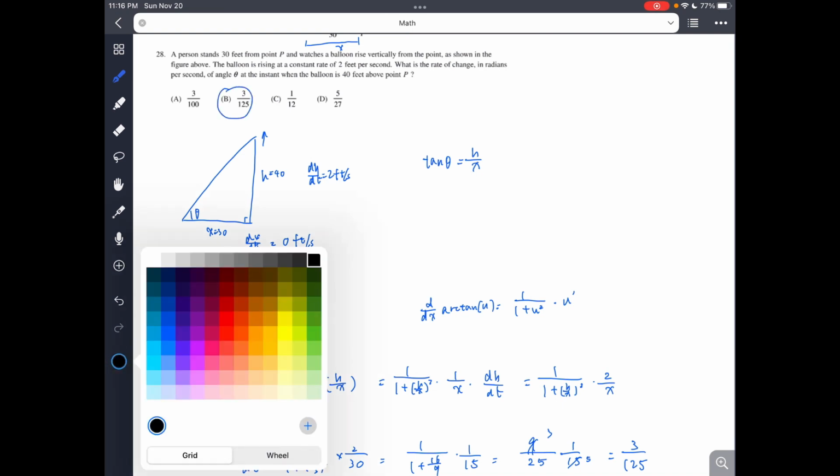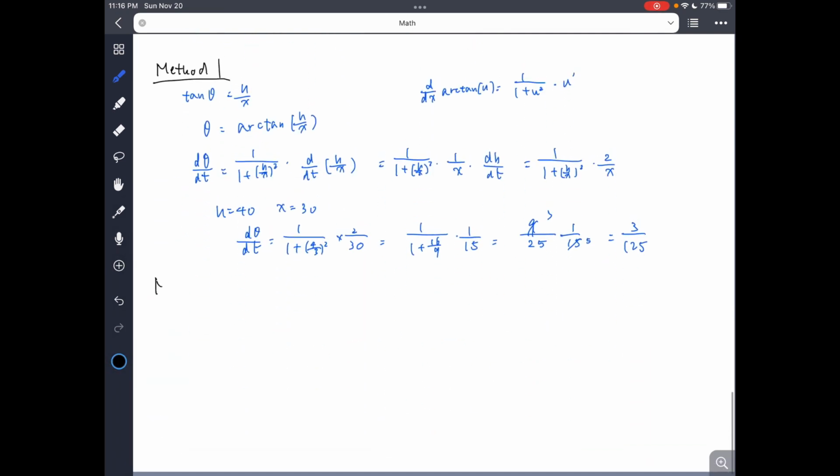But let's try out the second method, which is implicit differentiation. So once again, we have tan theta is equal to h over x. Now in this case, we just differentiate both sides without expressing one as a function of another. The derivative of tangent theta is equal to secant squared theta times d theta over dt. And over here, 1 over x is a constant, so times dh over dt.